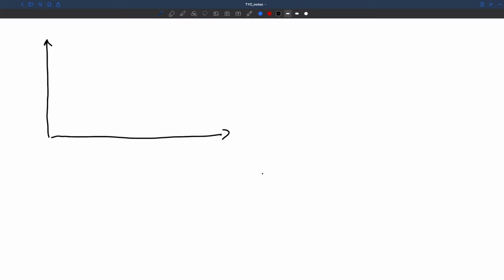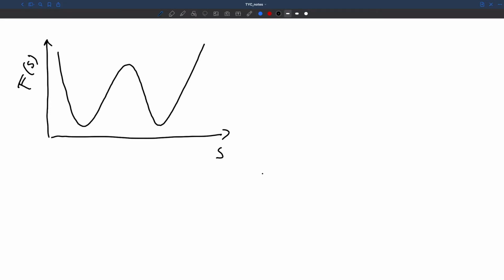So this is the collective variable S. This will be our F of S, and our F of S will have the usual double well form. And so in such a system, as we have already sketched previously, the probability density will be localized in the two basins.